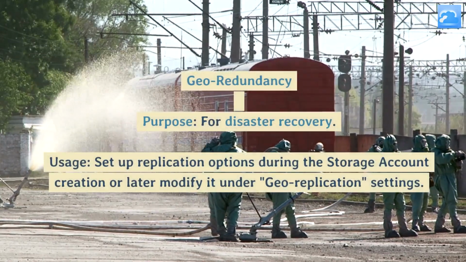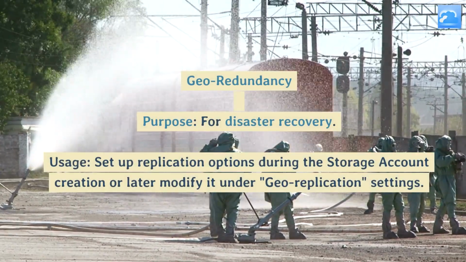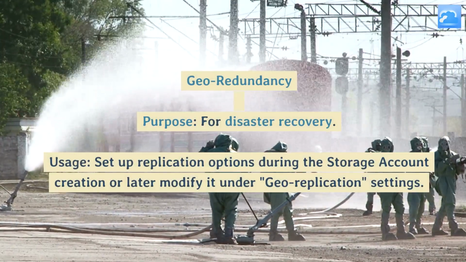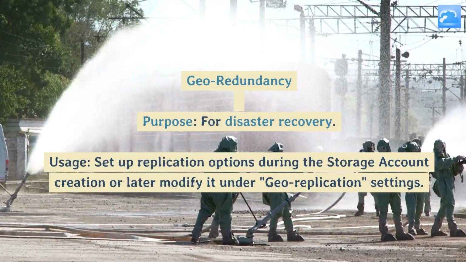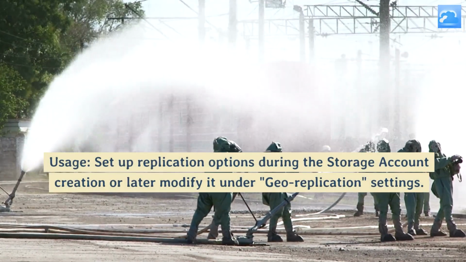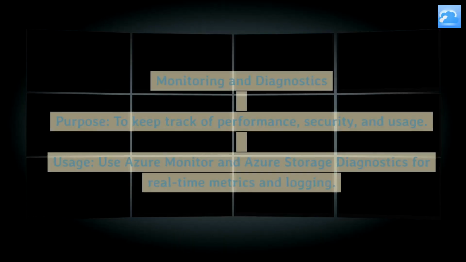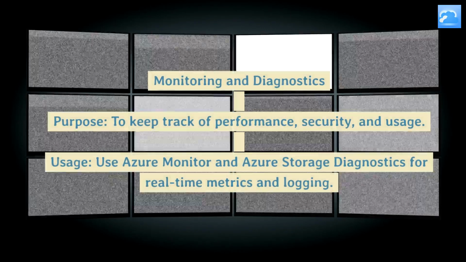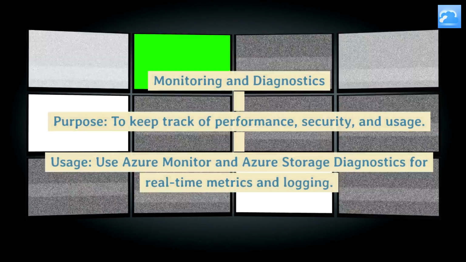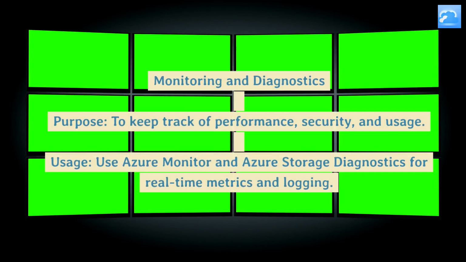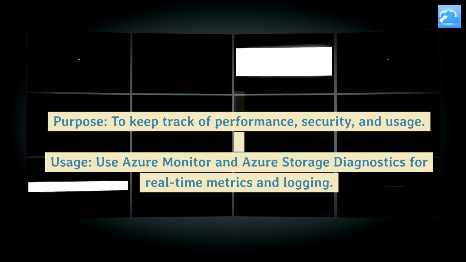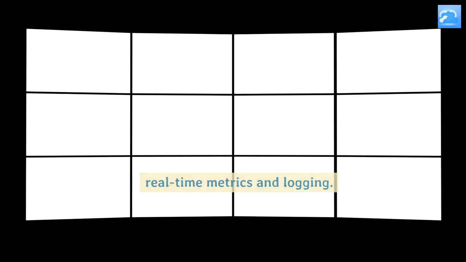Geo-redundancy purpose: for disaster recovery. Usage: set up replication options during the storage account creation or later modify it under geo-replication settings. Monitoring and diagnostics purpose: to keep track of performance, security, and usage. Use Azure Monitor and Azure Storage Diagnostics for real-time metrics and logging.